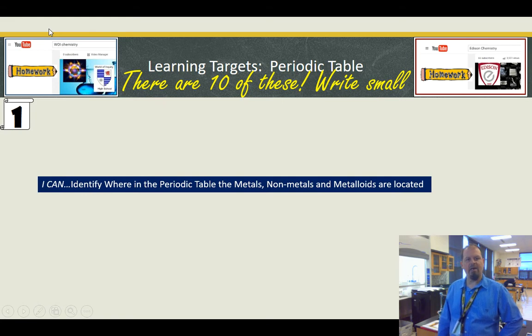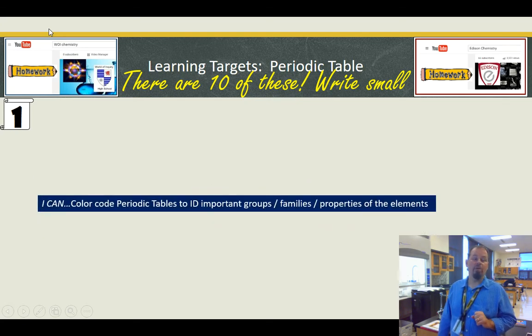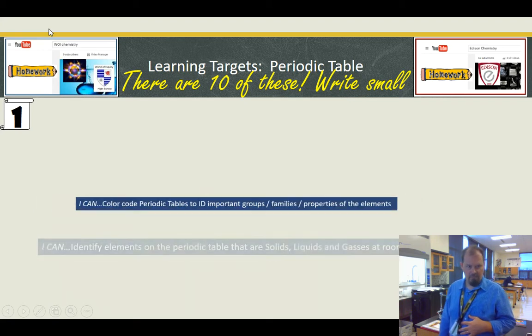I can identify where in the periodic table the metals, the nonmetals, and the metalloids are. We went over this in boot camp, so we will hit it again, and by this time you should have it down pat. And you're going to need it for next unit big time. You are going to color code the periodic table due to important things like groups, families, properties, metals, nonmetals, that kind of thing. So there's like 4 coloring activities.